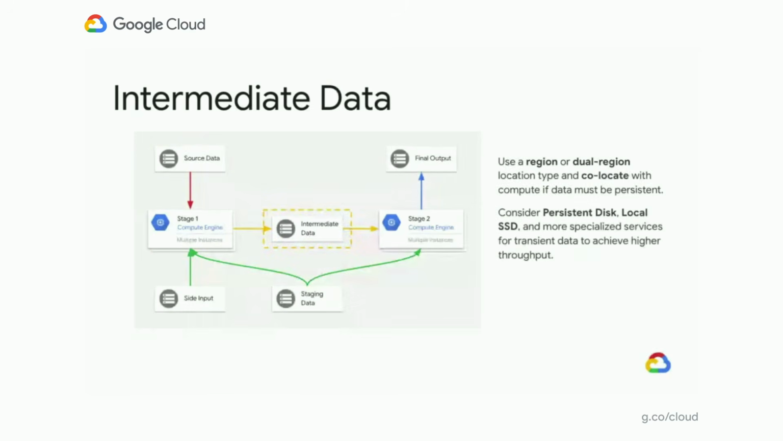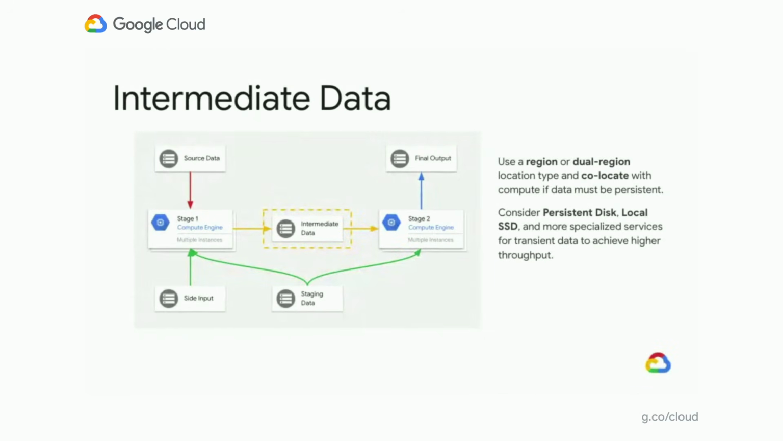The second type of data is intermediate data. This is data that is produced by one stage of your pipeline and consumed by another stage. Now, if this data is persistent, then using cloud storage makes sense, and the same recommendations of co-locating compute with storage and using a region or a dual region location apply. However, many times this data is very short lived and users need high throughput and low latency. In that case, actually, cloud storage is not the best product that you could use for this data.